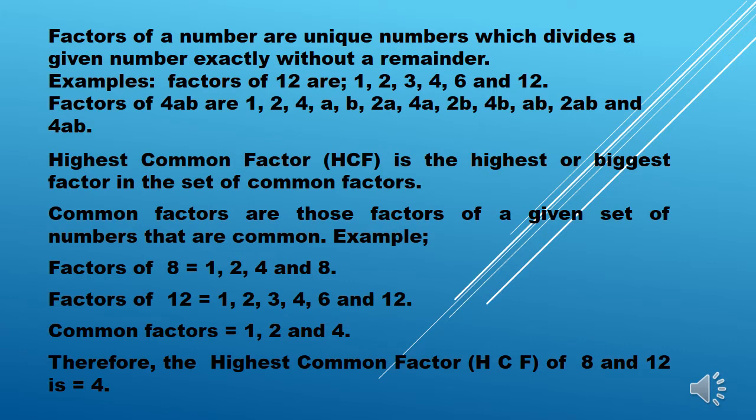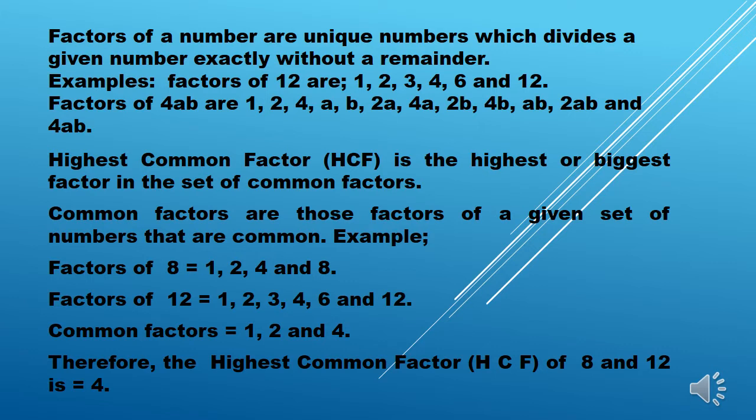8 and 12, which makes 1 a common factor. The number 2 also appears in both 8 and 12, which makes it common. And we have the number 3 as a factor of 12, but 3 is not a factor of 8. Therefore, 3 is not a common factor because it appears only in what?